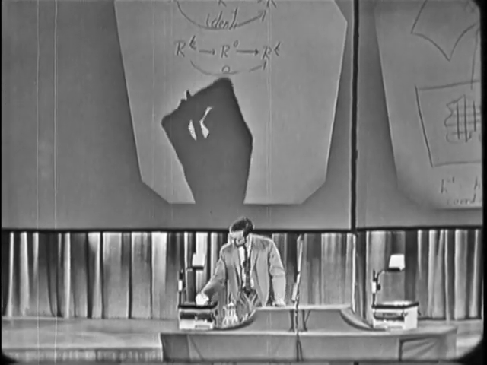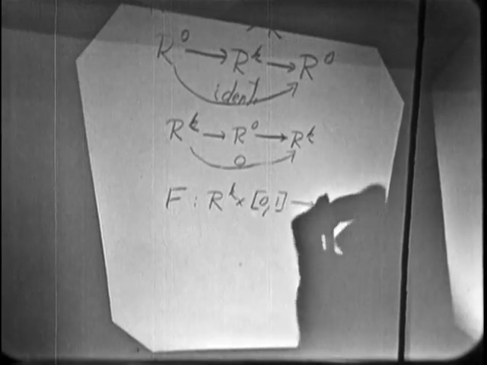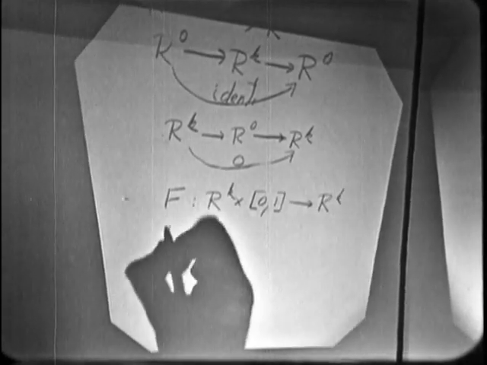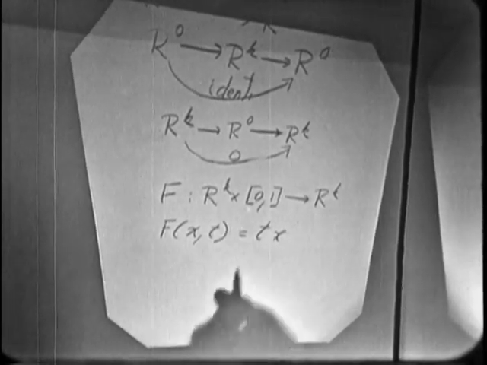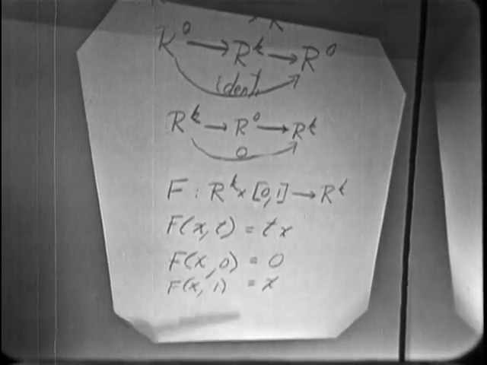And proof, I'll define F mapping R^k across the unit interval into R^k by the formula F(x, t) equals t times x. Here I'm thinking of x as a vector and t as a real number between 0 and 1. This is the usual multiplication of a vector by a number. And then we see that F(x, 0) is always equal to 0, and F(x, 1) is always equal to x, so that we have a homotopy between the 0 mapping and the identity mapping.